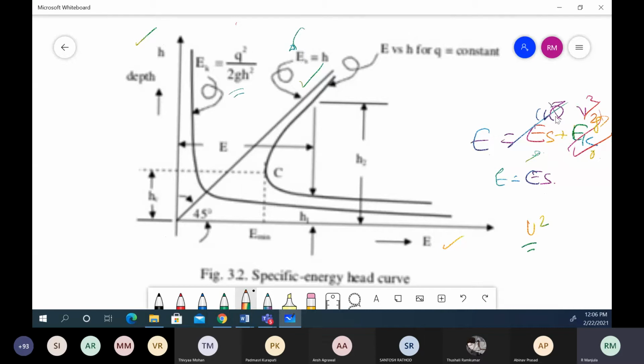So, if this is 0 and you only have kinetic energy, then it is Q square divided by 2gh square. That Q is nothing but discharge per unit width.